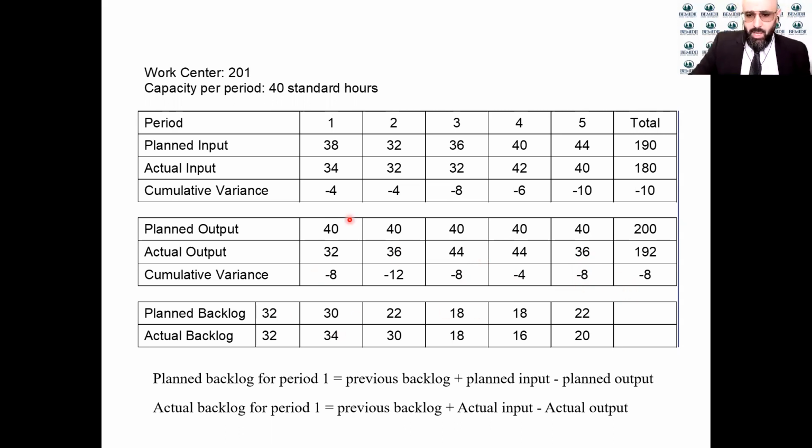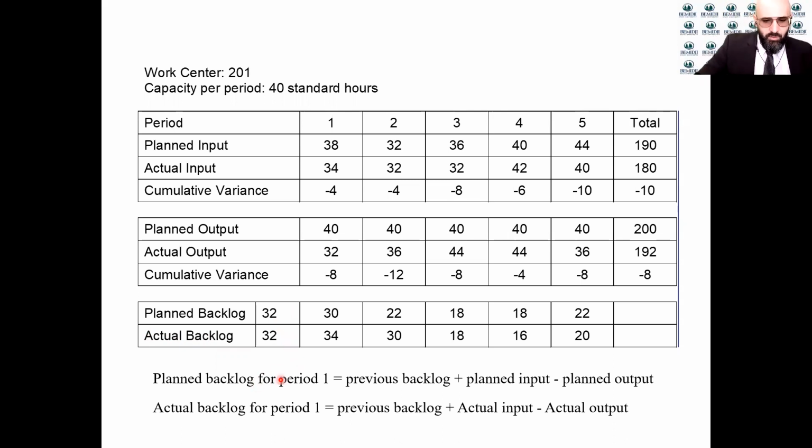Now, somebody will ask why this is important. Well, you are basically controlling. You are able to control the input versus the output, and then you have some correction to the active plan. This is the table. What I want you to do is the planned versus actual backlog. So we have 32 and 32.